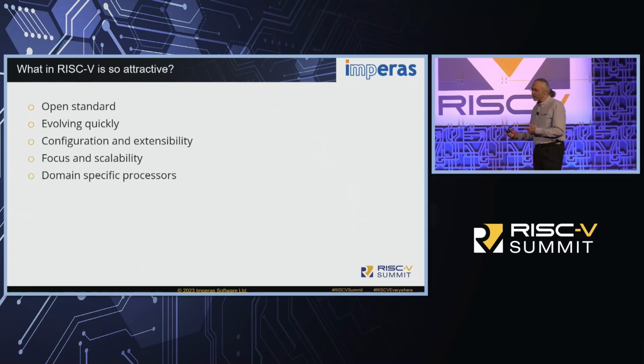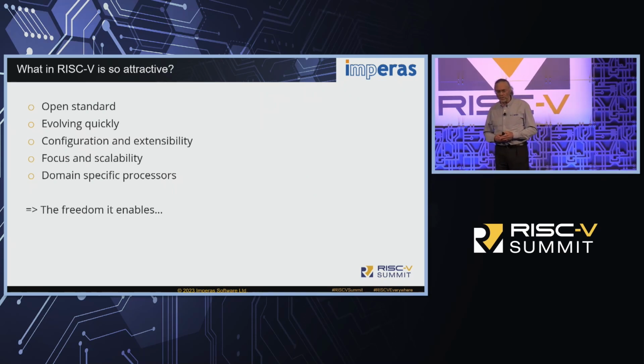And why is it so attractive? Several things. One, it's an open standard. It is free and open, and we can access it easily. It's evolving quickly. We just saw Mark saying this year there's 12 extensions going to be ratified. Next year there's already 14 identified and in progress. So it's evolving and changing. But what that means is people are going to be able to configure things to be smaller or larger, and they can focus and scale it based on the problem they're trying to solve, the processor that they're trying to create. And we're going to see a lot of domain-specific processors, and that's really what is attractive in RISC-V. It enables this freedom, and that's very important.